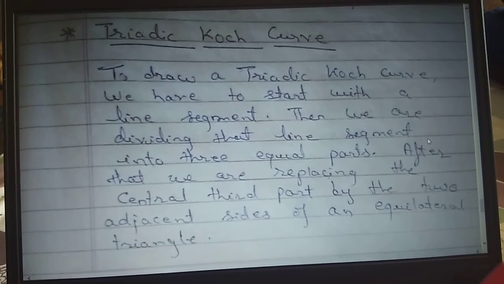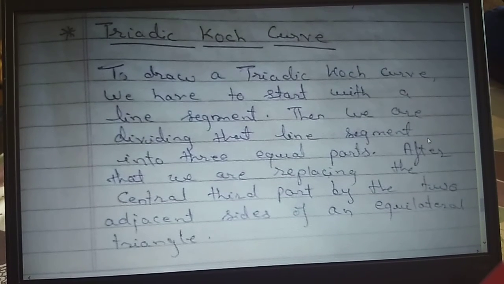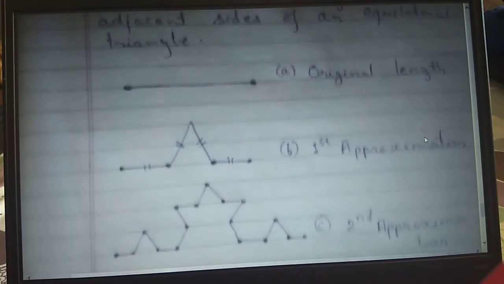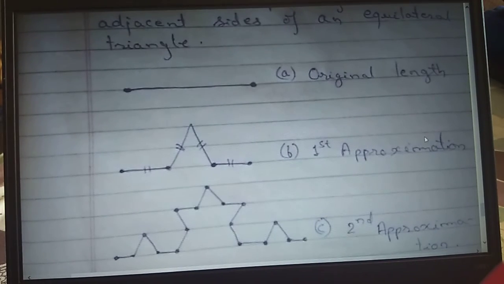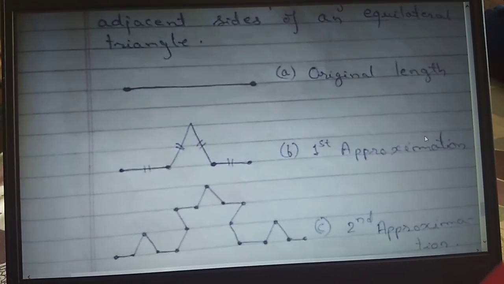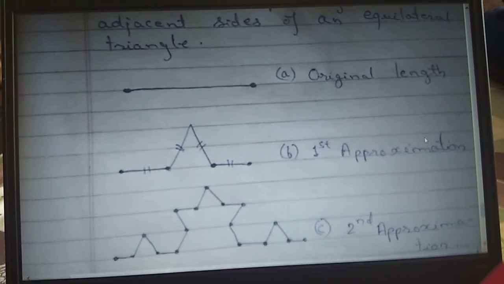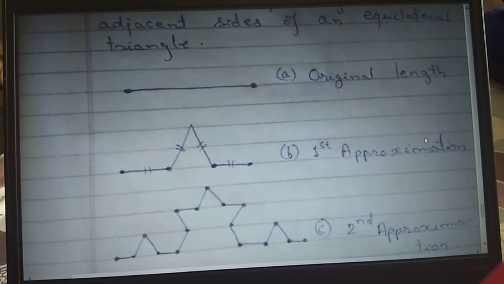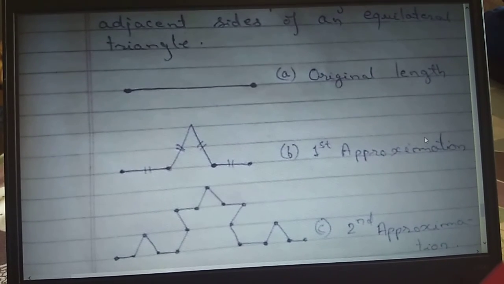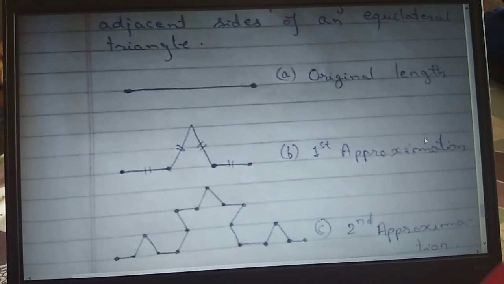Next we'll start with the triadic Koch curve. We'll see the diagrams so that you can understand better. Please refer to the Google Classroom for notes. So what is the triadic Koch curve? We know that it's a curve, and we'll see what the method is to draw it.